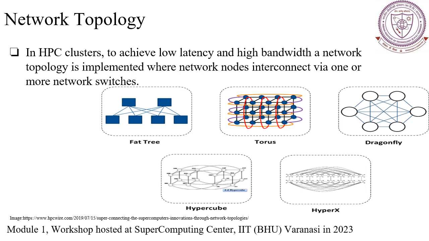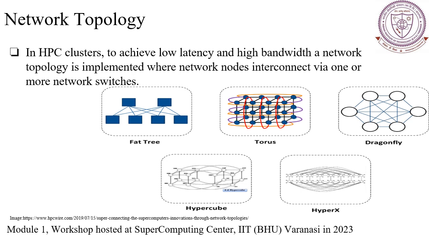In an HPC cluster, it is important to achieve low latency and high bandwidth between the compute nodes. This is because HPC applications often require the compute nodes to communicate with each other frequently. One way to achieve low latency and high bandwidth is to use a network topology where the network nodes are interconnected via one or more network switches. This type of topology is known as a switch network.